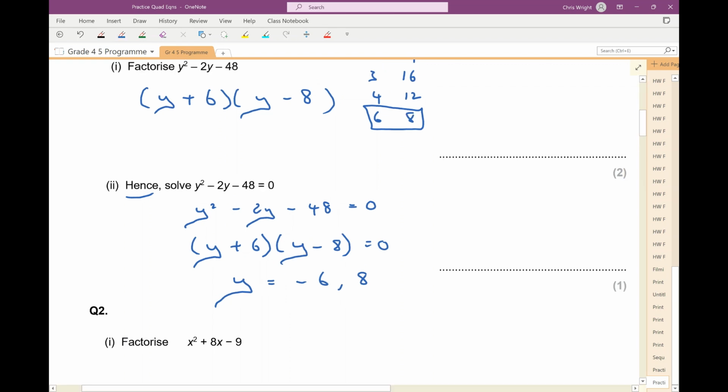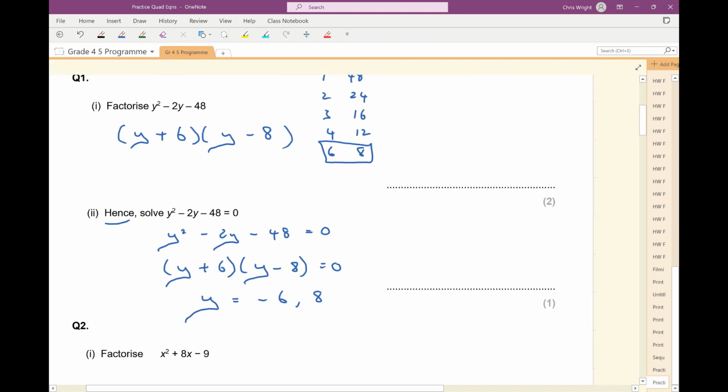If you're not sure on some of the mechanics of this, you might like to watch the how-to film, How to Solve Quadratic Equations, which goes into more detail about why that method works.